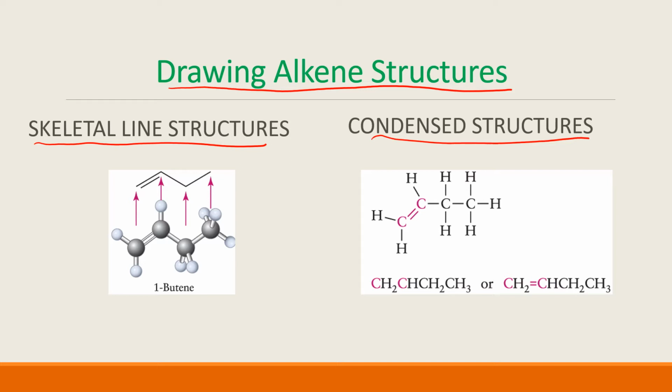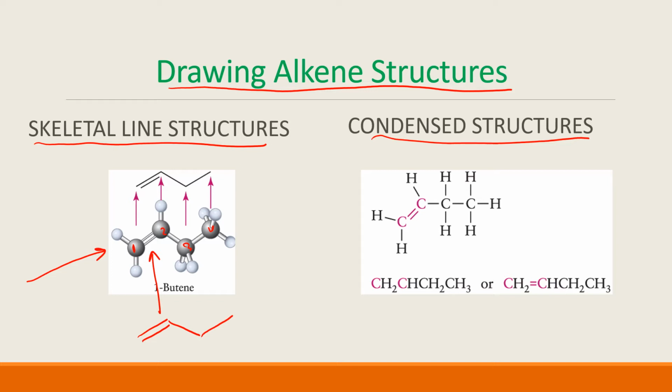In a skeletal line structure, as we learned, we do not show carbon and hydrogen atoms, we only show the bonds. A double bond is drawn as two parallel lines, as shown in this case of 1-butene. In 1-butene, we have four carbon atoms, so that's 1, 2, 3, and 4, and we have a carbon-carbon double bond between carbon number 1 and carbon number 2. So in skeletal line structure, we simply show the double bond as two parallel lines, and the rest of the structure is shown as usual with a zigzag pattern of lines.